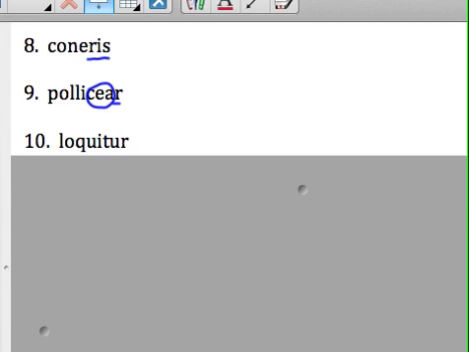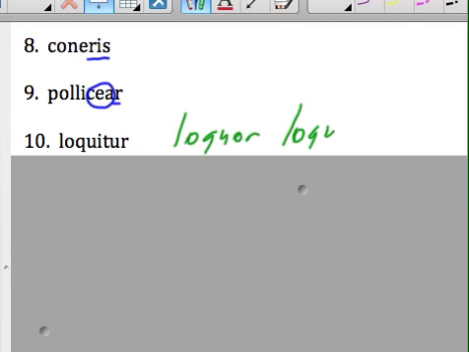Number 10, loquitur. What the heck's going on here? This is from loquor loqui. So if you look it up, you'd see loquor loqui, and hopefully your books are open so you can see it. That or E is an example of a third conjugation deponent verb form. So guess what? This is going to look passive, but be active.